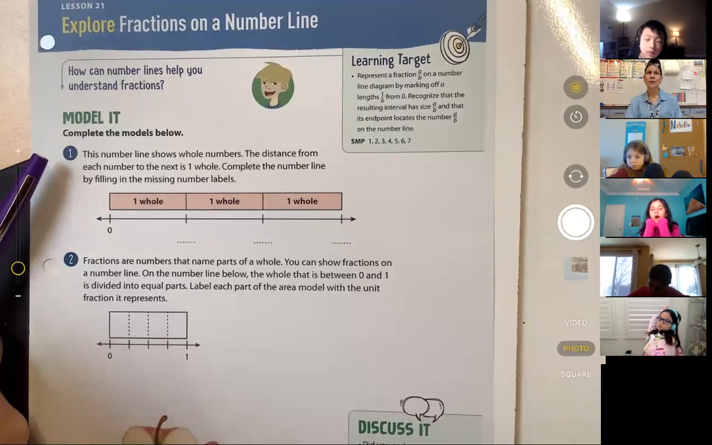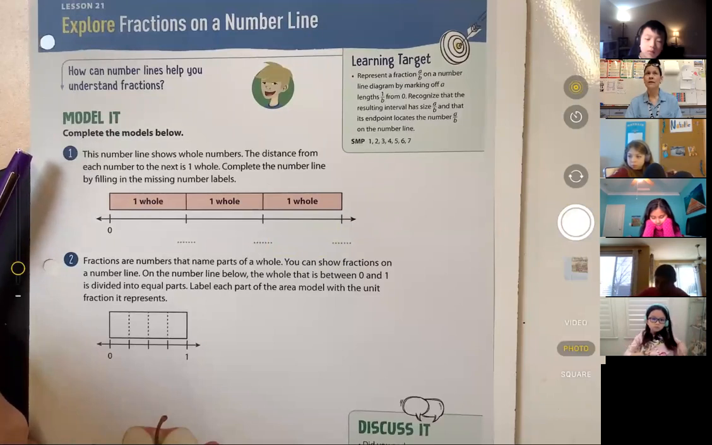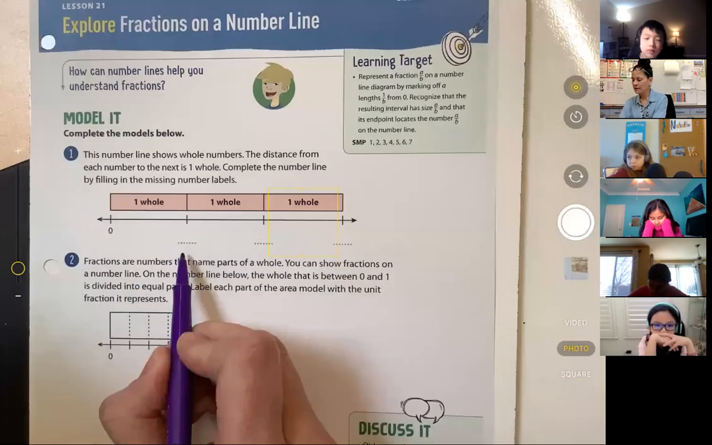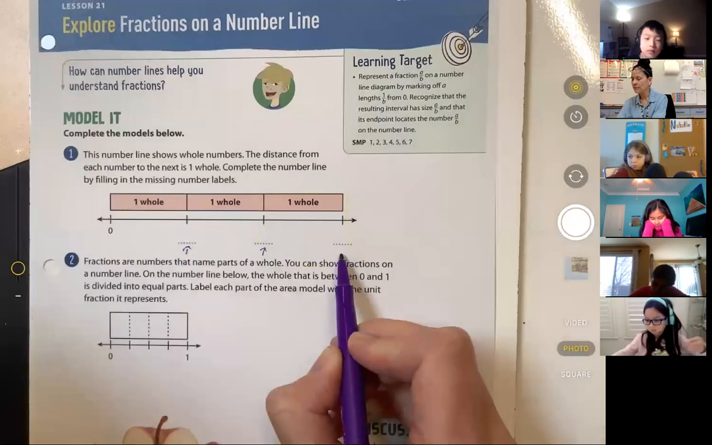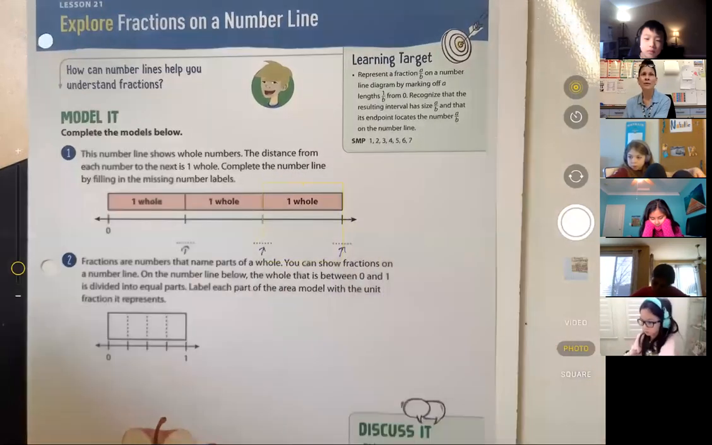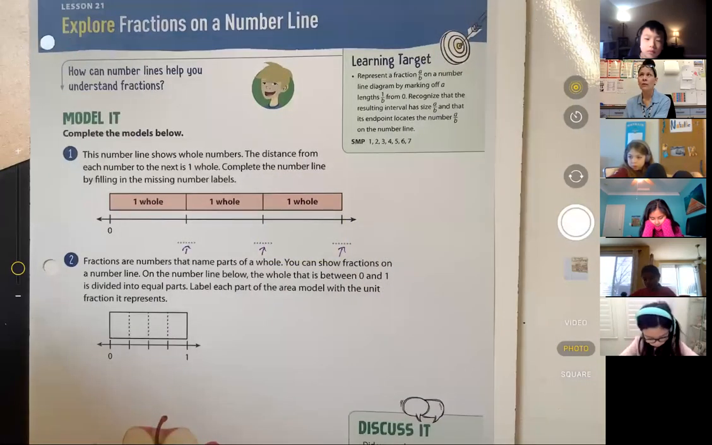It says this number line shows whole numbers. The distance from each number to the next is 1 whole. Complete the number line by filling in the missing number labels. And this is what they're talking about right here, friends. They're talking about these labels here. They're asking you, what's supposed to go there?